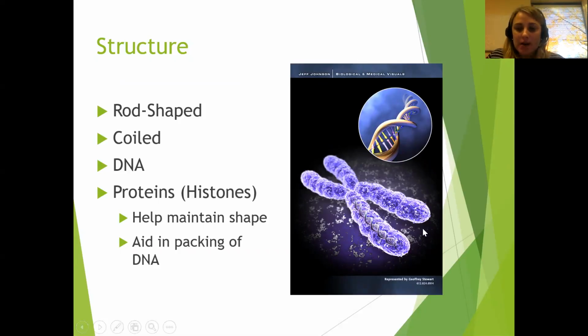So here is a picture of a chromosome. You can kind of see it has that rod shape. The two rods are going to be held together in kind of that X. In eukaryotic cells, so plant and animal cells, you're going to see this X shape. In prokaryotes, or bacteria, you're going to see a circular shaped chromosome. So this is going to be a eukaryotic chromosome.